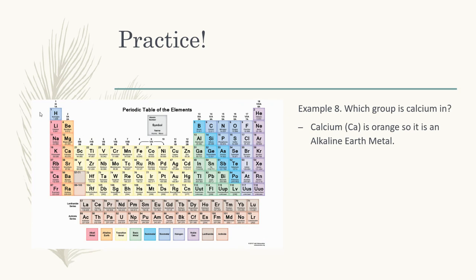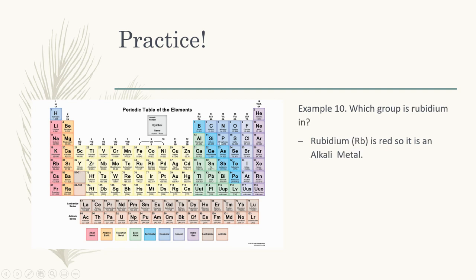Then we have our big main groups. We have the alkali metals, alkaline earth metals, halogens, and noble gases. Calcium, remember, is Ca. It's right here. It is in orange, so it is an alkaline earth metal. Then we have argon. Argon is right here. It is dark purple, so it is a noble gas.